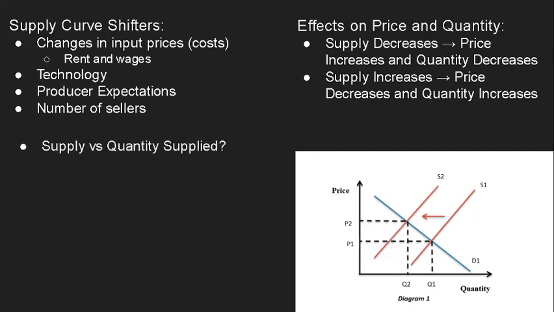Supply is different from quantity supplied because supply refers to the entire supply curve, and quantity supplied is a specific point on the supply curve.